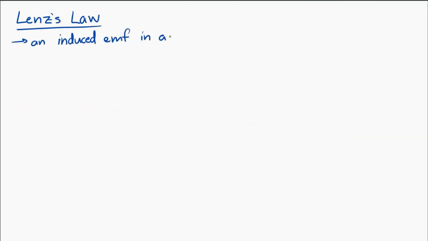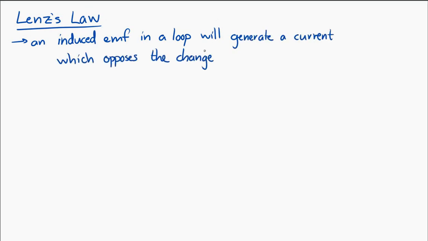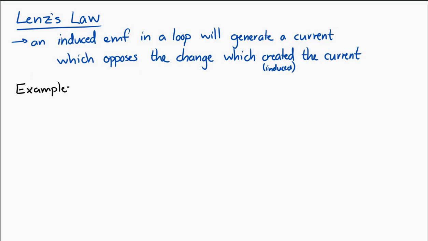Now let's look at Lenz's law. Lenz's law states that an induced EMF in a loop will generate a current which opposes the change which created the current. Let's take a look at an example of applying this.